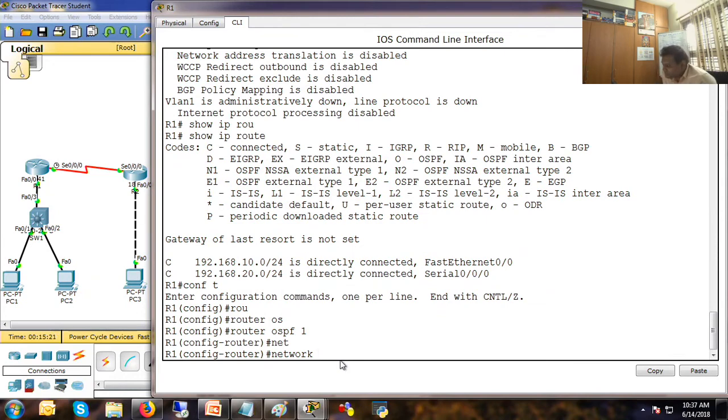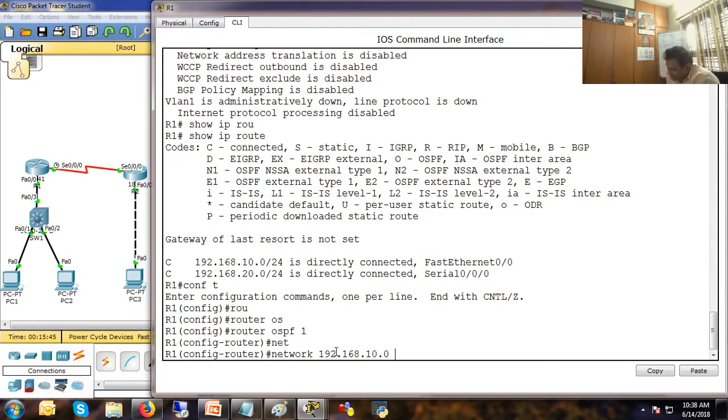Directly connected interface network address. What is show IP route showing? 192.168.0. Which interface are you adding now? FA 0/0. And then the wildcard mask. What is the subnet mask? /24.